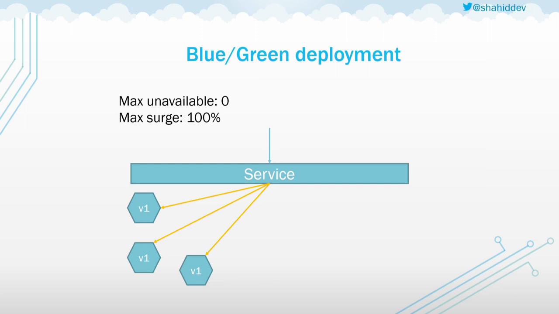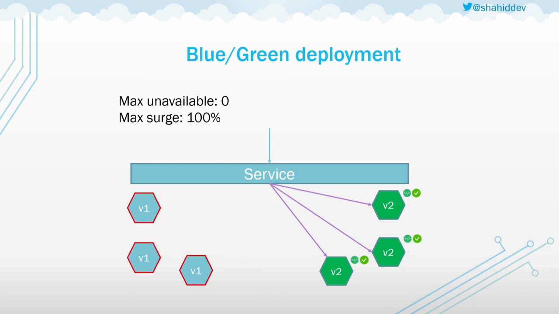Similarly, with blue-green deployments, what we do now is we say max unavailable of 0, but max surge of 100%. So no surprises, really. 100% of the new pods are created. Wait for them to be healthy and ready. Then we switch the traffic over to the new pods. The old pods get a chance to finish what they're doing, and they die. Yeah, it sounded quite gruesome, didn't it?